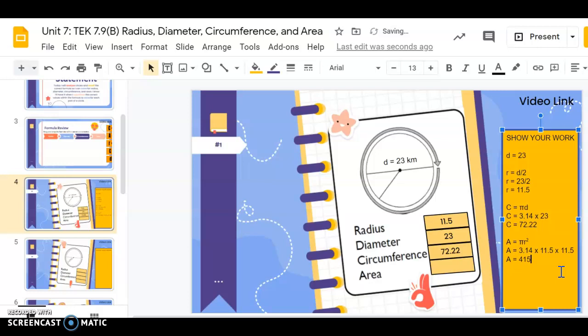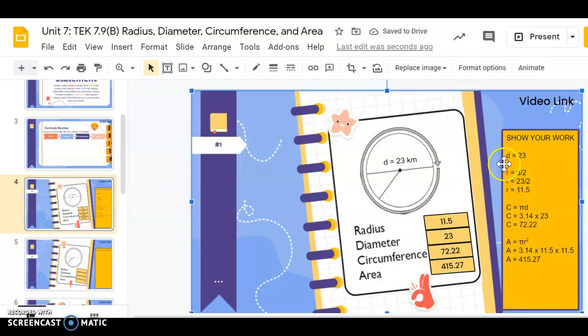Now I'm going to go ahead and do that math. Of course, I'm going to use a calculator. 415.27 is my answer. I'm going to go ahead and put that right here. And now I have shown all my work, how I got my diameter. They gave it to me. My radius, I used the diameter and I divided by 2. My circumference, I took the diameter and I multiplied it by pi. My area, I took my radius, I squared it and multiplied it by pi. And now I have my radius, diameter, circumference, and area. And here is all the work that I'm showing.